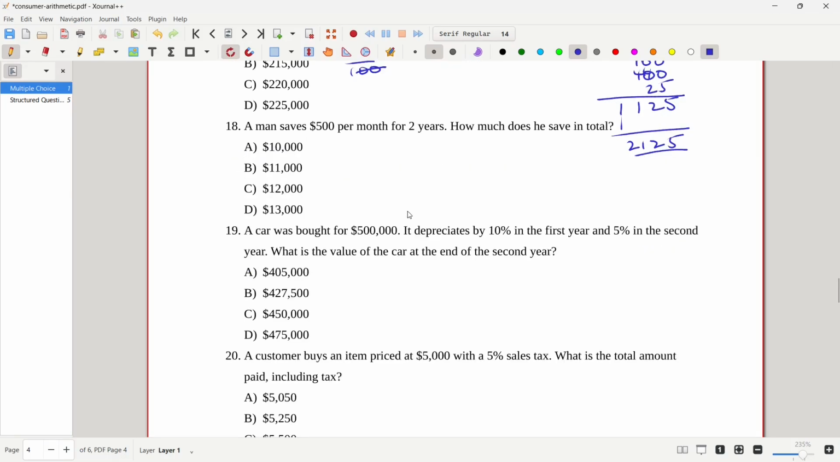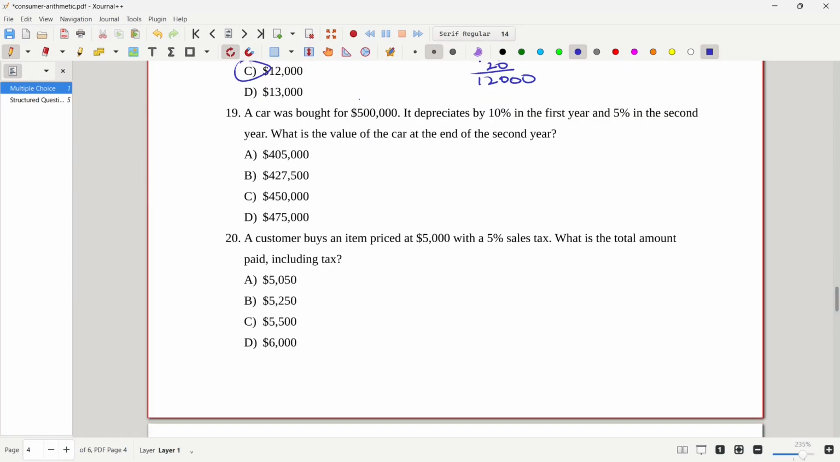That's this answer here. A man saves 500 per month for 2 years. How much does he save in total? Okay, so 2 years has 24 months, and he's saving 500 a month. So we're taking 24 and multiplying it by 5. 5 twos are 10 with 1 zero. 5 fours are 20, and we get 120. Put 2 zeros at the end of that because it's 500, not 5. And we get $12,000, which is C.